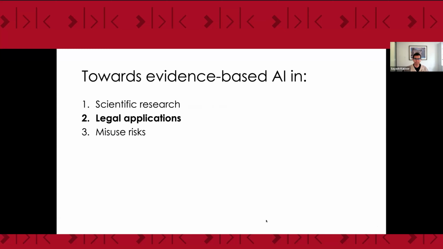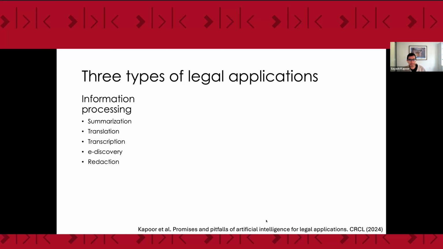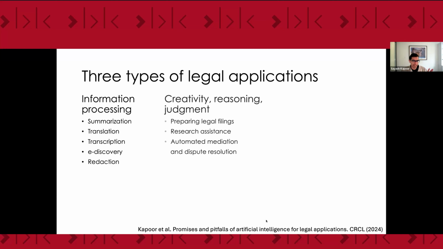So moving on to legal applications, I'll consider three types of legal applications. This is all based on work I did with Peter Henderson and Arvind, both at Princeton. The first is applications that require information processing. So these can be applications such as summarization or translation, perhaps transcribing meetings, even tasks like e-discovery are examples of information processing. The second is tasks that require creativity, reasoning, perhaps a little bit of judgment from humans.